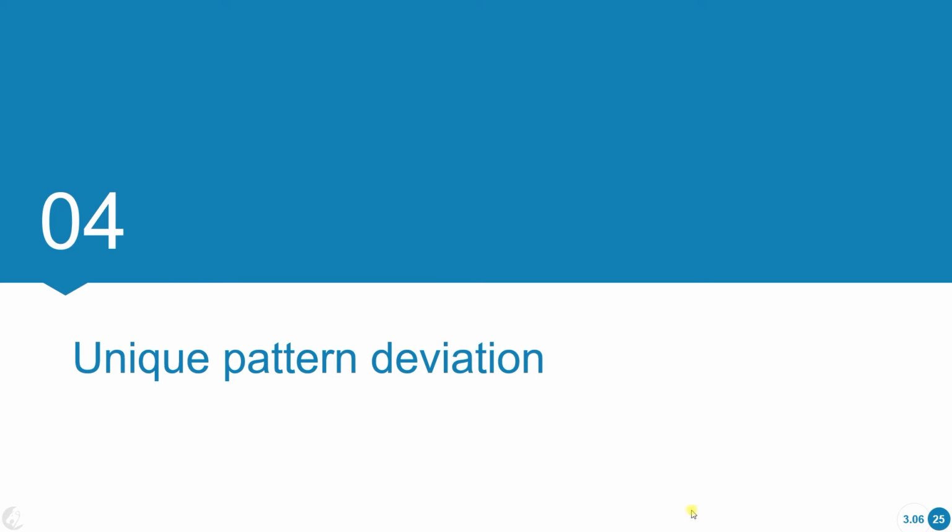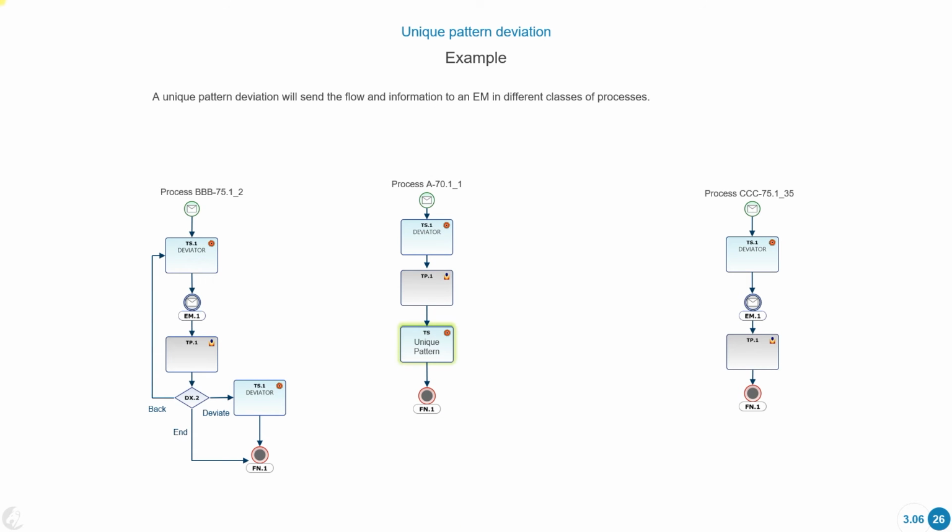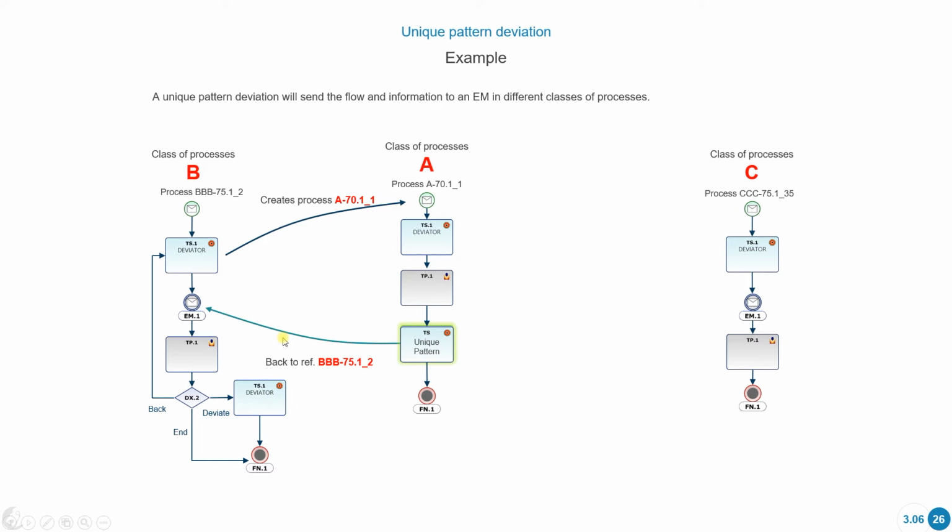Unique pattern deviation. A unique pattern deviation is going to send the flow and the information to intermediate events of different classes of processes. So here we have an example where we launch this process of a class of process B, and we deviate flow to this destination process. It's a process of the class of process A. Now the flow continues, and this unique pattern deviation must deviate the flow back to the class of process B.